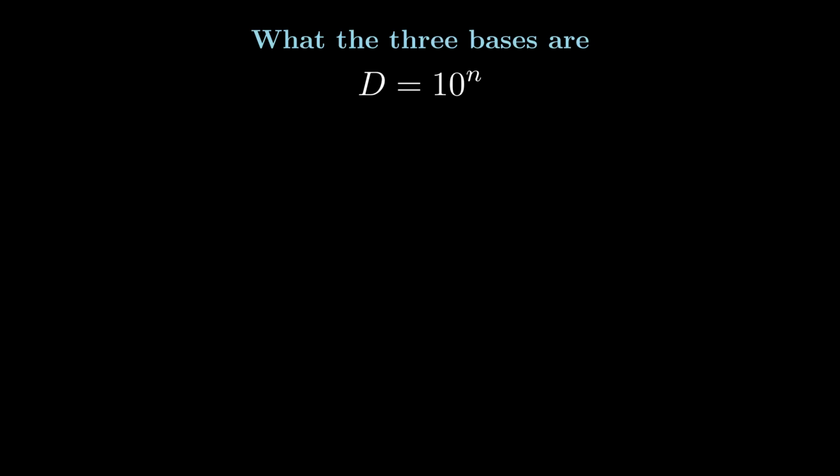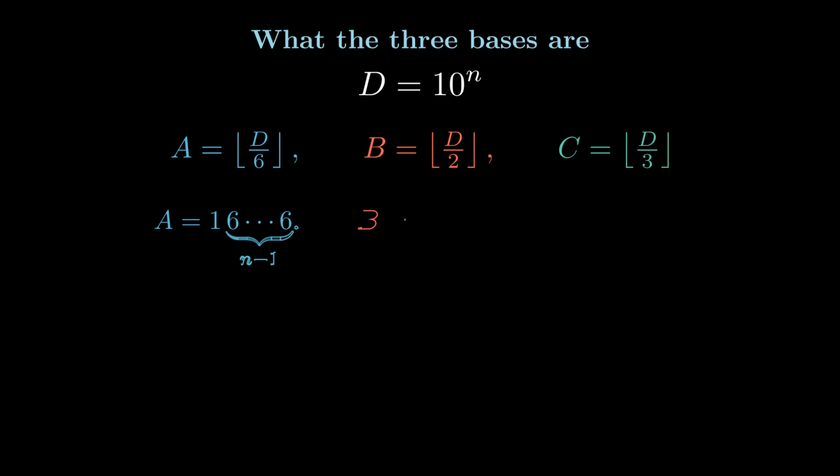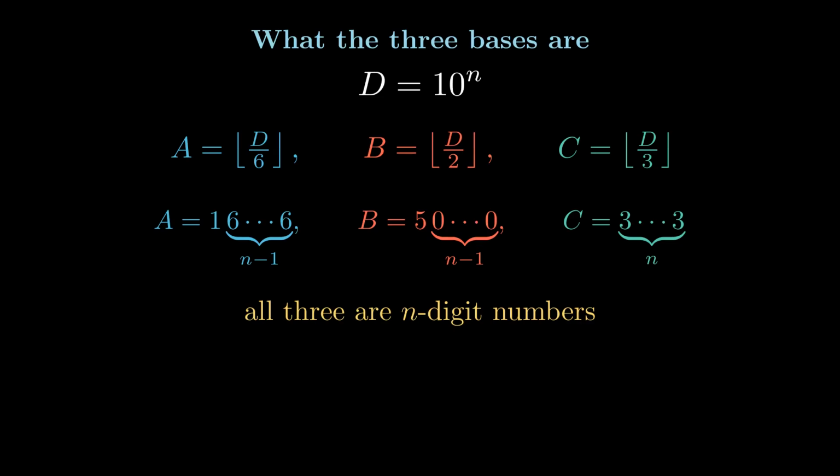We begin by writing d for 10 to the power of n. These are simply a sixth of d, a half of d, and a third of d, each rounded down. Look at what these are in digits. A is a 1 followed by n minus 1 sixes. B is a 5 followed by n minus 1 zeros, and C is n threes. This means all 3 of these numbers are exactly n digits long. For n equals 3, that gives the numbers 166, 500, and 333, exactly the third row.